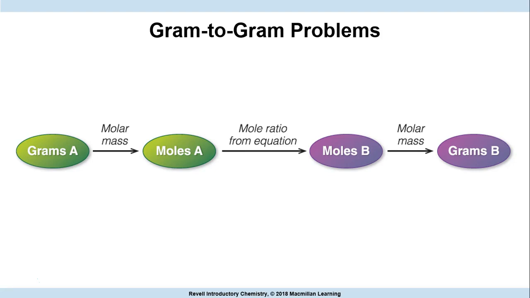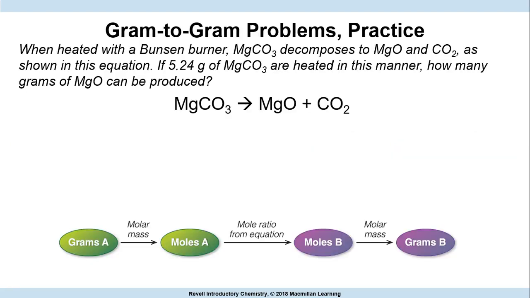So if we have to convert from grams of A to grams of B, how do we solve that problem? We are going to move from grams of A to moles of A using the molar mass, and from moles of A to moles of B using the balanced equation and the mole ratios. And now from moles of B to grams of B using the molar mass. So these are the formulas that you have to know. You need to know the path. This is called the conversion map. So make sure you know the conversion map.